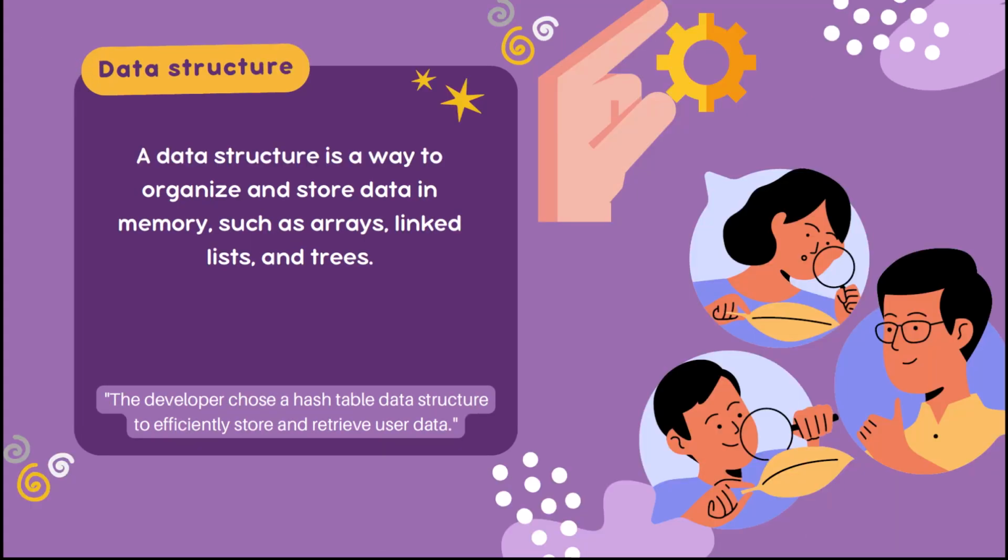Data structure. A data structure is a way to organize and store data in memory, such as arrays, linked lists, and trees. Example: the developer chose a hash table data structure to efficiently store and retrieve user data.